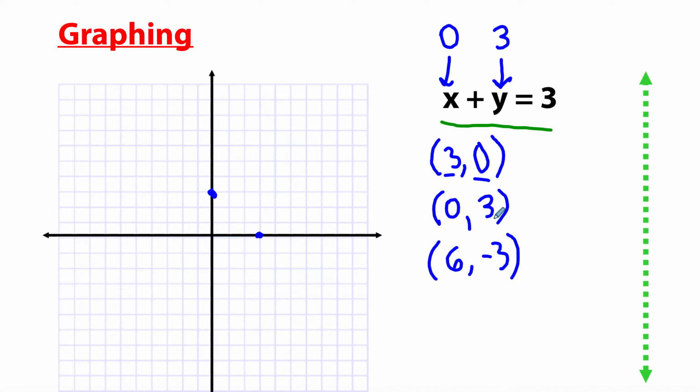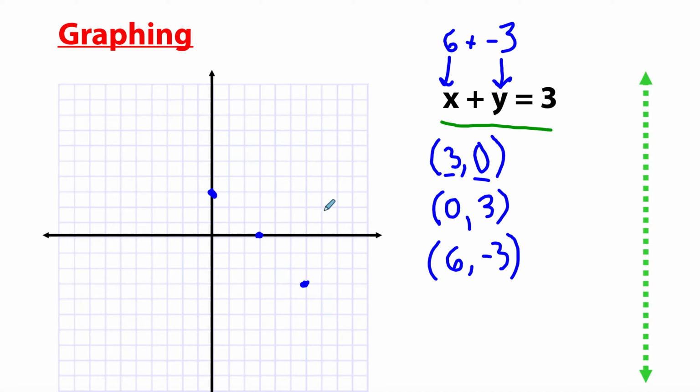What if we did x equals 6 and y equals negative 3? Would that work? Yes, if x is 6 and y is negative 3, then 6 plus negative 3 would equal 3. So there's another one. So I would go 6 in the x direction, 1, 2, 3, 4, 5, 6, and then negative 3 in the y direction, 1, 2, and 3. And you should start to see something forming.